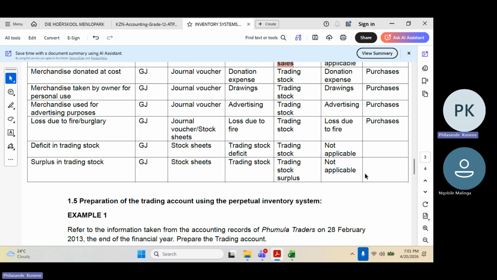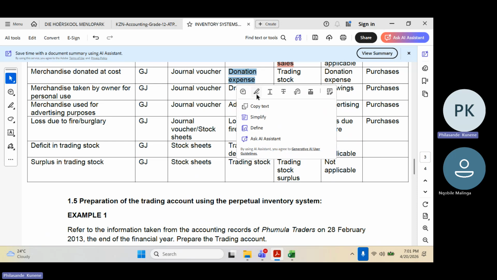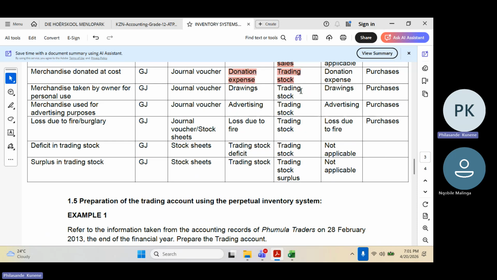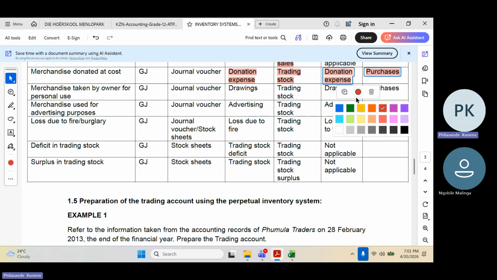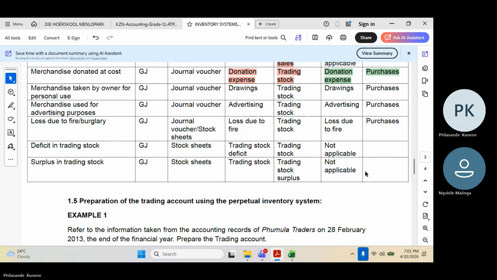Now, trading stock that was donated, that is an expense. Donation will be an expense because we're donating trading stock. So it is going to be donation expense debited under perpetual, and then we're crediting what? Our trading stock. But under periodic, it is going to be donation expense and what? And purchases. Remember, I told you that whenever there's a trading stock, it will be purchases under periodic, because we don't record trading stock under periodic. We only record purchases. Okay.